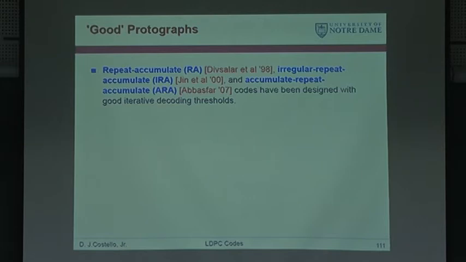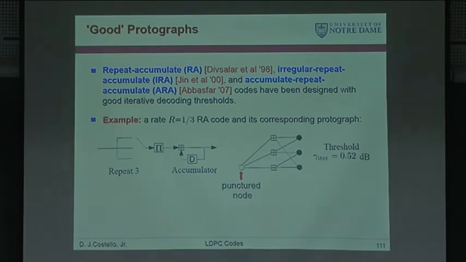The repeat accumulate class of protographs, basically all designed by people at JPL, NASA's JPL location in Pasadena. So this is a funny kind of example. This is a repeat accumulate code. I don't want to do any details here.